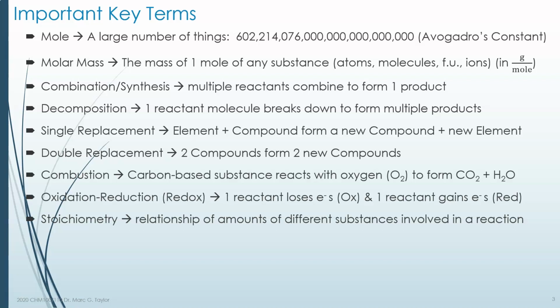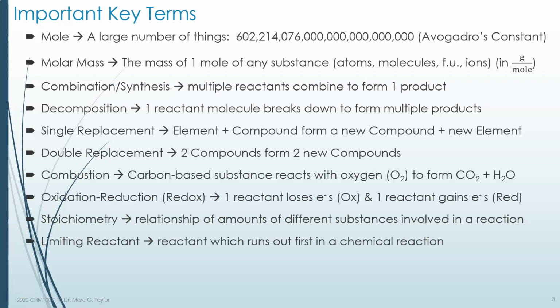Stoichiometry is the relationship of the amounts of different substances involved in a reaction. For example, if I know that 6 grams of one reactant will react with 10 grams of another reactant, knowing about the chemical reaction, I can predict exactly how many grams of each of the products that I will form, and these calculations are known as stoichiometry. We'll only be doing these in Chemistry 110 and not in Chemistry 100.